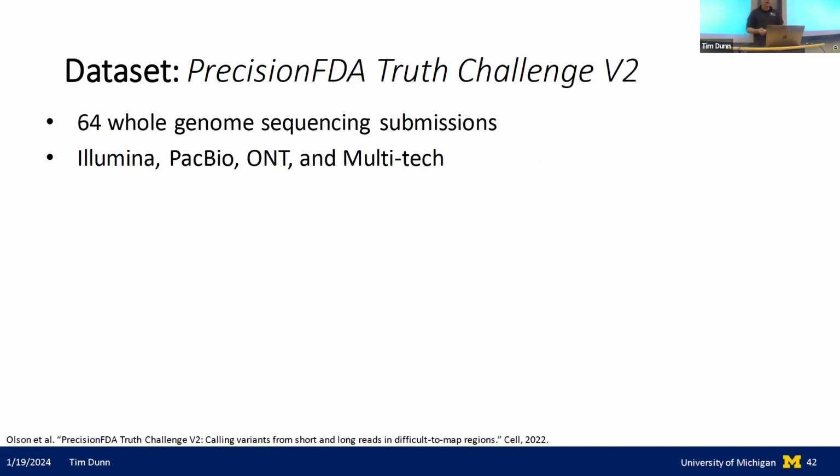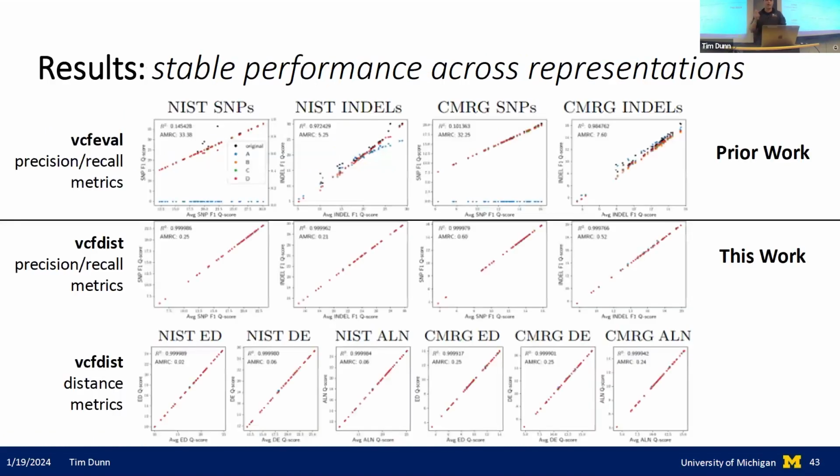And then in order to evaluate, we looked at data from Precision FDA's Truth Challenge. So they had 64 different submissions for the same individual using a whole host of different sequencing technologies. And so this was the perfect data set for us to look at. And then just a figure kind of showing the high level results.